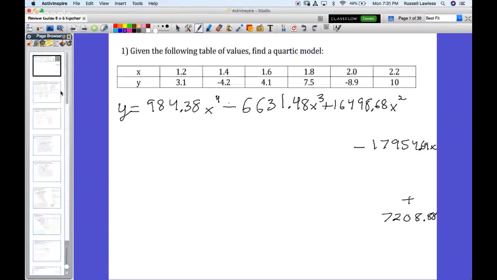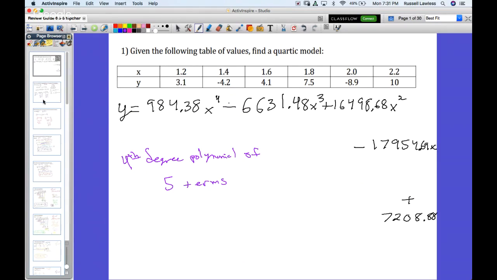If we're going to classify, let's talk about this one. If we classified this polynomial, this would be a 4th degree polynomial of 1, 2, 3, 4, 5 terms.